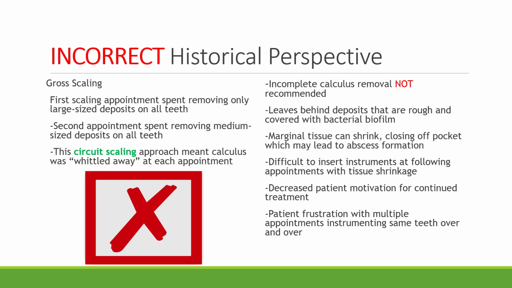So historically, and this is how I learned when I first started working, this is how we treated clients who were more complex. We did what we called a gross scaling. At the first appointment, we took our ultrasonics, we got rid of any supracalculus, any big chunks above the gum line, and we stopped. And that's all we did in that appointment. And we did the entire mouth. We wouldn't have had the time to ultrasonic the entire mouth and then hand scale it. We had the client return for their next appointment, and then we went down and scaled and attempted to remove the remaining deposits. They called it circuit scaling, and it was kind of whittling away at the calculus at every appointment.